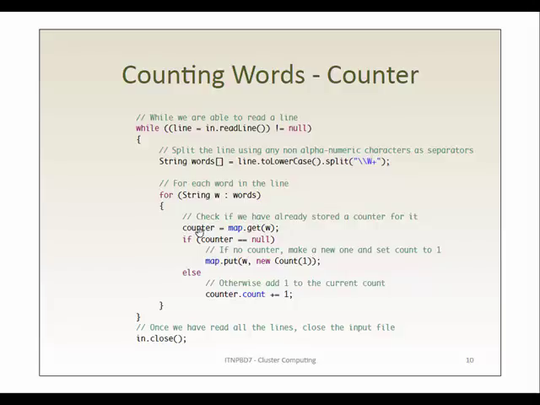If I have seen Igor before, in other words, this counter gave me back an object, then I don't do the bit about map.put because I've actually got a reference to an Igor counter already. I just go here and I say, right, well I've got a reference to Igor's counter, I'll add one to it because I've seen him again. Yeah? That's it. And now I just keep going around.